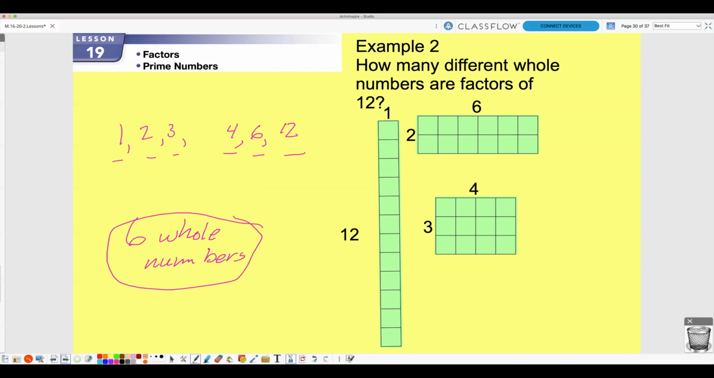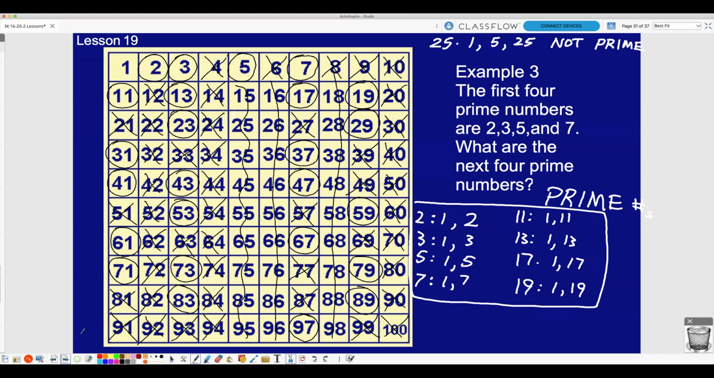All right, here's example 3. The first 4 prime numbers are 2, 3, 5, and 7. What are the next 4 prime numbers? Prime numbers are just numbers that can only be divisible by 1 and themselves.